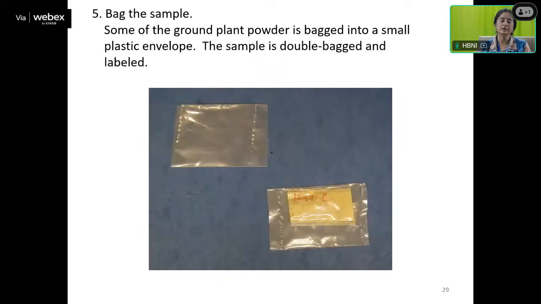Now after proper powdering, the powder is packed in polythene, like this type of plastic envelopes. Once you fill the sample, the envelope will be put in another envelope. So double bag, and then you label it properly.